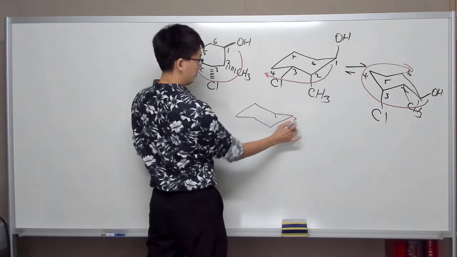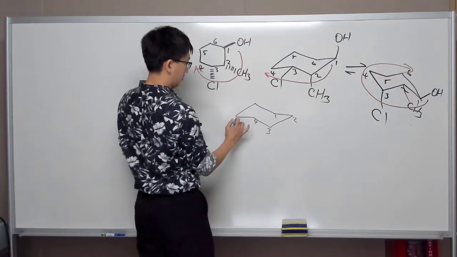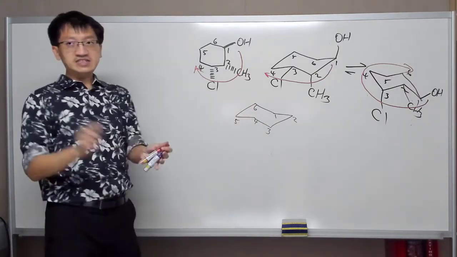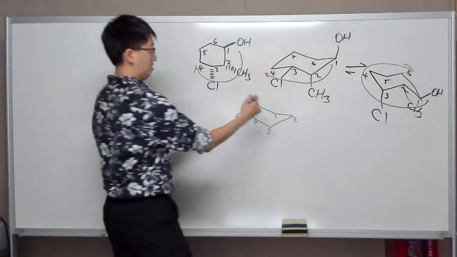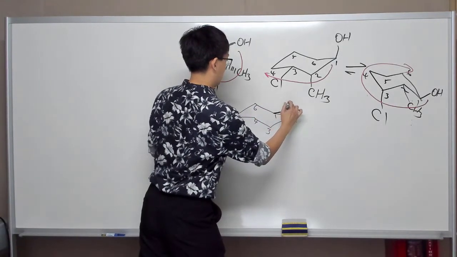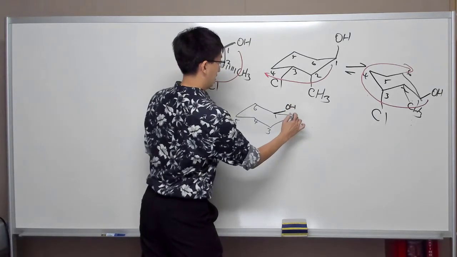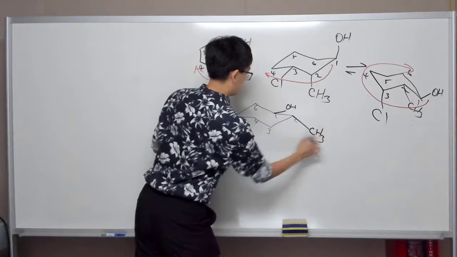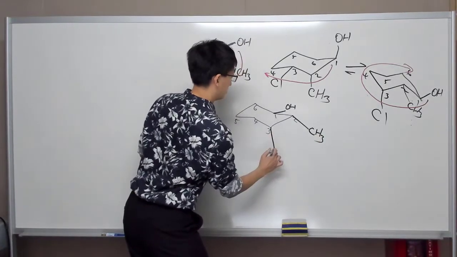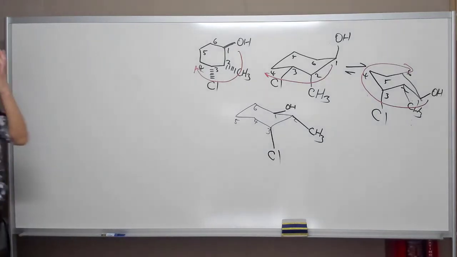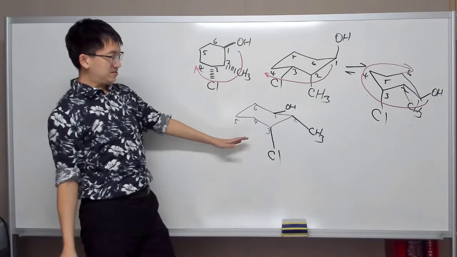So this is 1, 2, 3, 4, 5, 6. When I do that, you notice that your OH is already in the correct conformation because it's now pointing upwards. And then the CH3 is now pointing downwards, and the Cl is now pointing downwards as well. Do you notice that? So once you notice that, then you can also submit this as your answer.